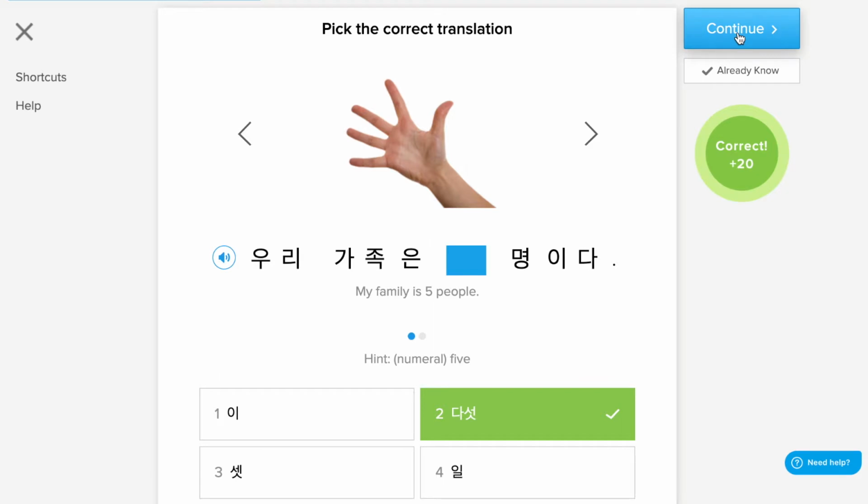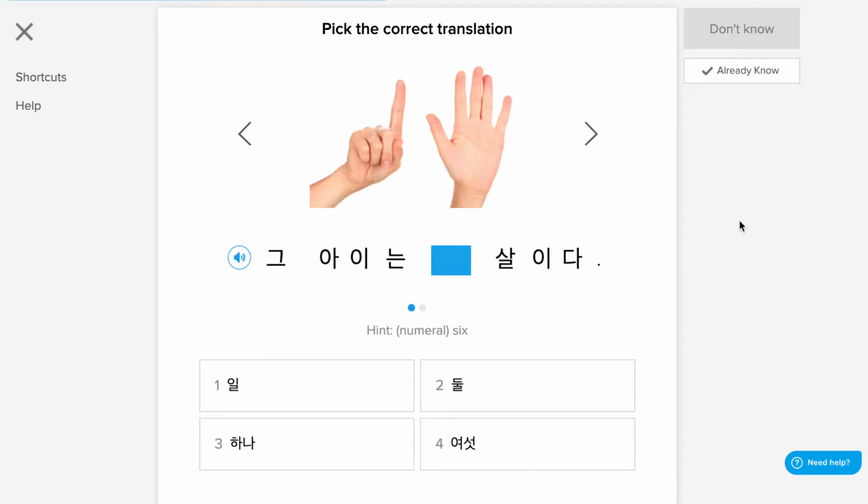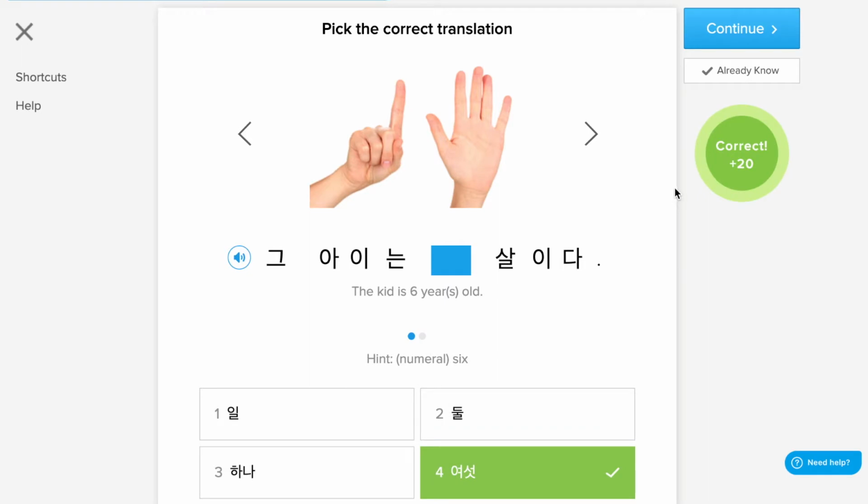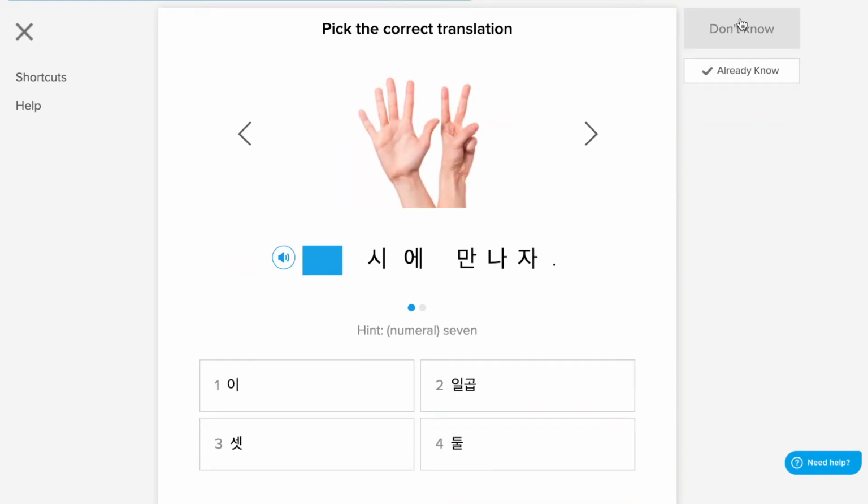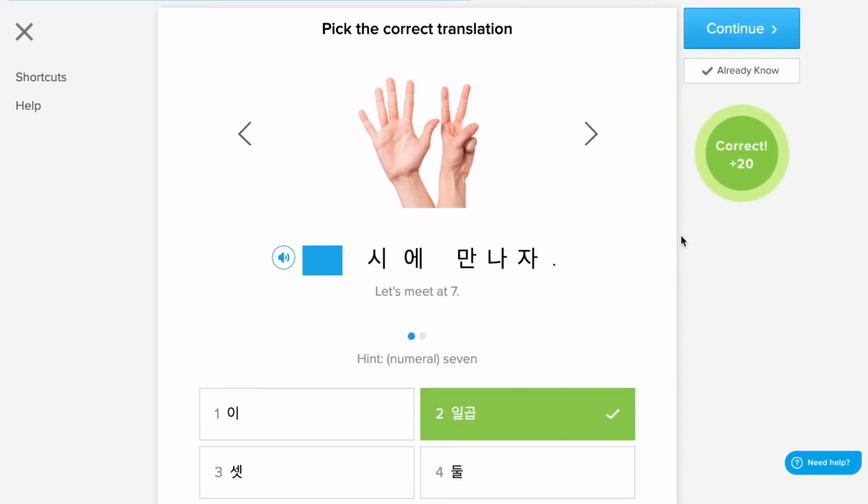다섯. 우리 가족은? 여섯. 그 아이는 6살이다. 일곱. 7시에 만나자.